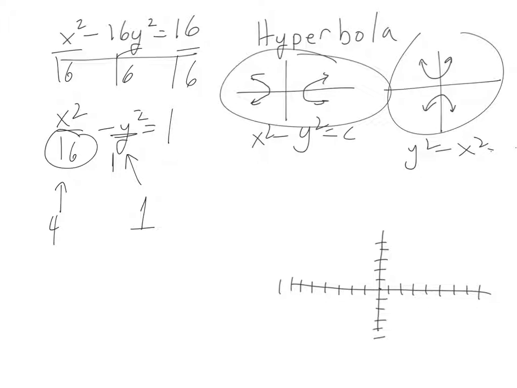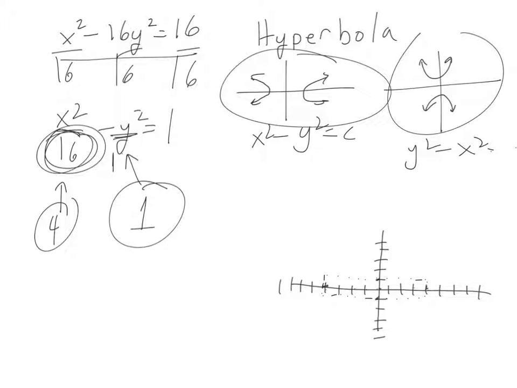And much like before, these have a center at 0. And what I'm going to do is in the direction of x, I'm going to go 4 to the right and 4 to the left. 1, 2, 3, 4. 1, 2, 3, 4. And then since I squared a 1 to get to this guy's denominator, from the center I'll go up 1 and then I'll go down 1. But instead of connecting these with a big ellipse like we did last time, we're going to draw a dotted rectangle.